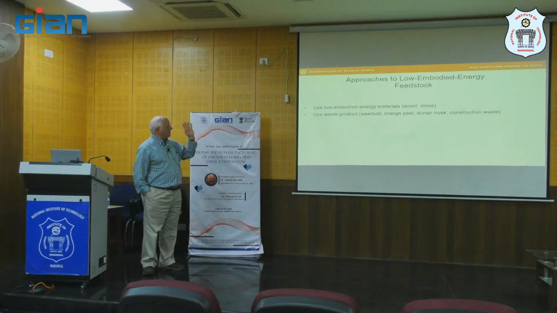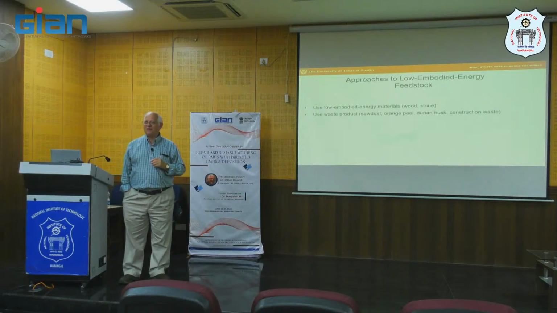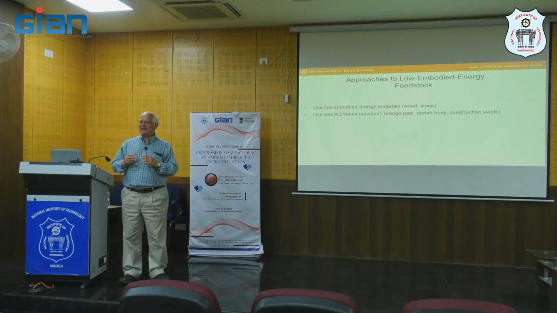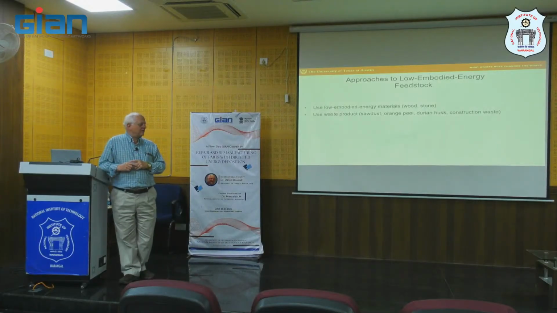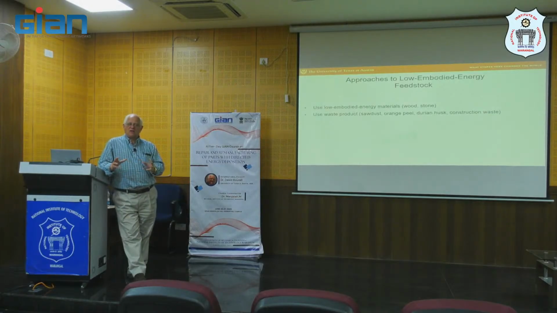Again, we have sawdust, orange peel. There's a research group in Singapore taking durian husk, which I thought was always fascinating. The durian husk, grinding it up to create additives for additive manufacturing, or it could be construction waste. The advantages of waste products is that the energy required to produce them is not tallied on our tally sheet. It's tallied on somebody else's tally sheet. So effectively, there's no energy involved in developing these materials.